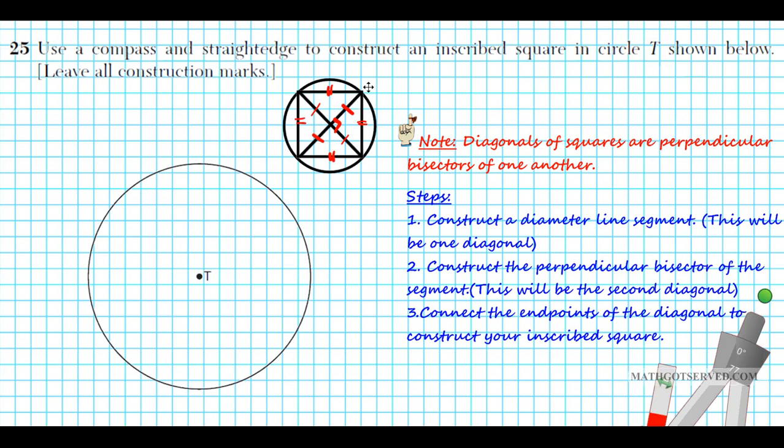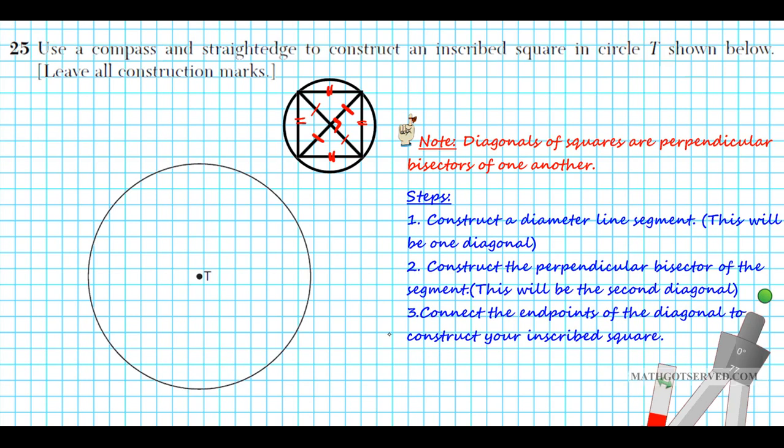So that's what we're going to do. So let's look at the steps. We'll construct a diameter, which is equivalent to one of the diagonals. We'll then construct the perpendicular bisector of that diameter, which is going to be the second diagonal of the square. Then just connect the endpoints of the diagonals in such a way that it intersects the circle, and there goes your square. Okay? All right, let's go ahead and do it.